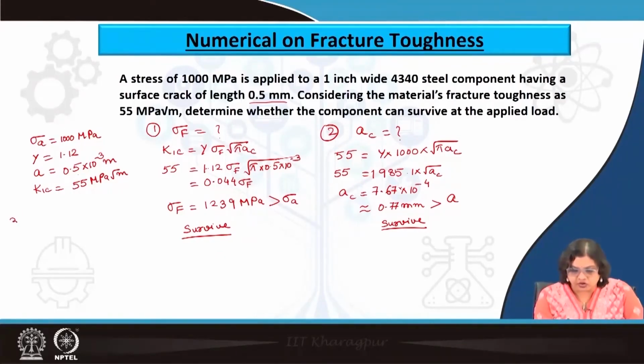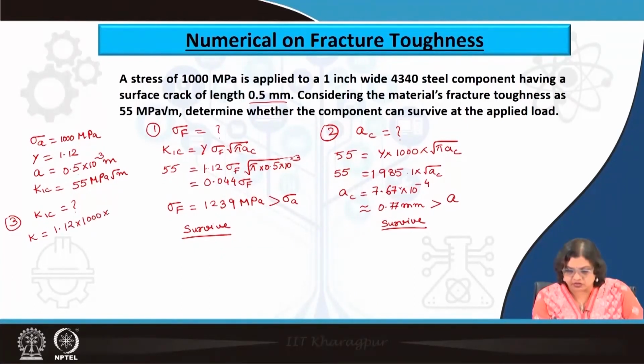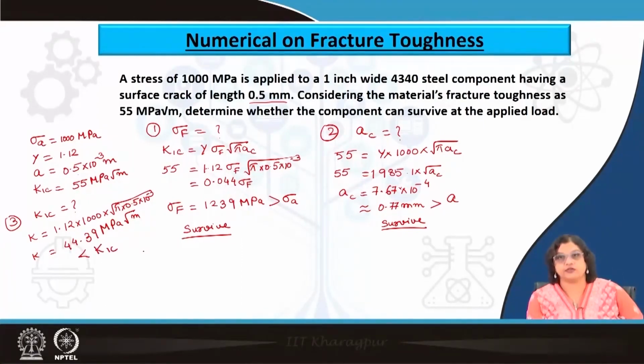And thirdly, we can also solve for the value of K1C. Okay. At this condition, when we are applying a stress of 1000 MPa and crack length of 0.5 millimeter, let us say what is the value of K. So, K in this case will be given by 1.12 into 1000 into root over pi into 0.5 into 10 to the power of minus 3, whole under root. So, that will be something like this. This comes to 44.39 MPa root meter. Okay. So, this value of K is obviously less than K1C, that is specified here, 55 MPa root meter. So, of course, there will be no fracture once again, or it will survive the condition.